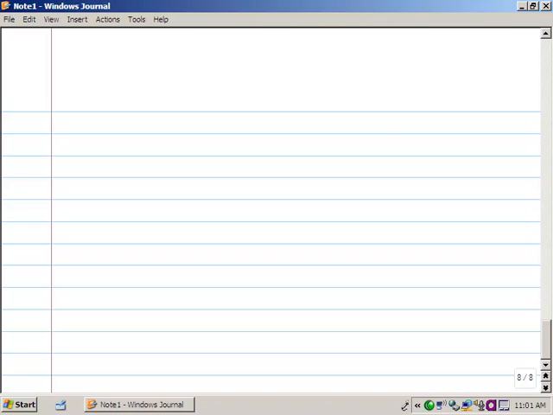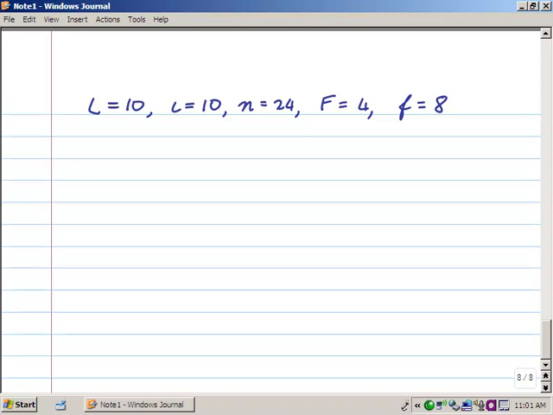Alright, so let me put those numbers down on this page. Lower limit 10. The width also 10. Number of items 24. Cumulative frequency up to the median class was 4. And the number of items in the median class, little f, is equal to 8.